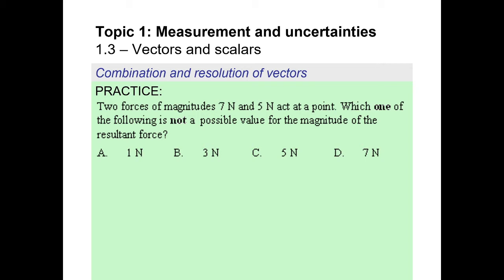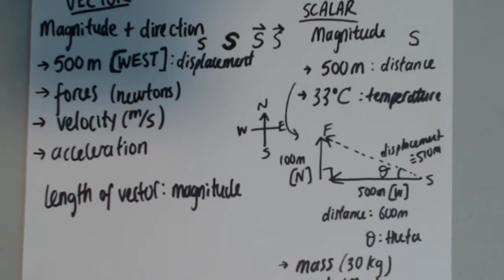I'm going to switch screens here for a second, but I want you to really pay attention to those numbers. We're looking at the sum of the two vectors, 7 and 5 newtons, and we want to know which one is not possible to be a sum of the two.